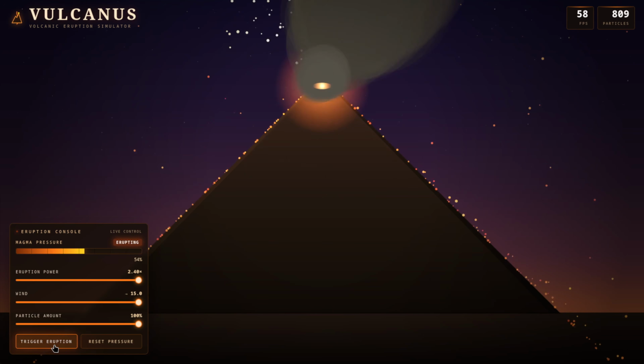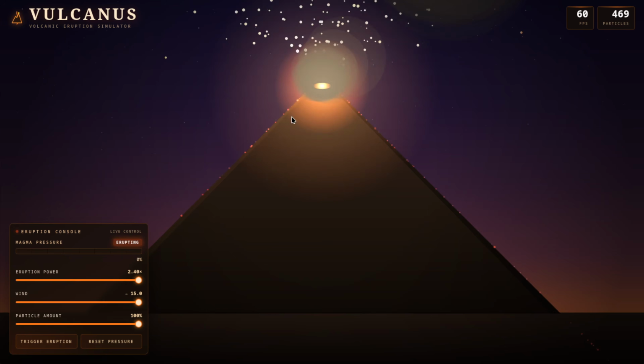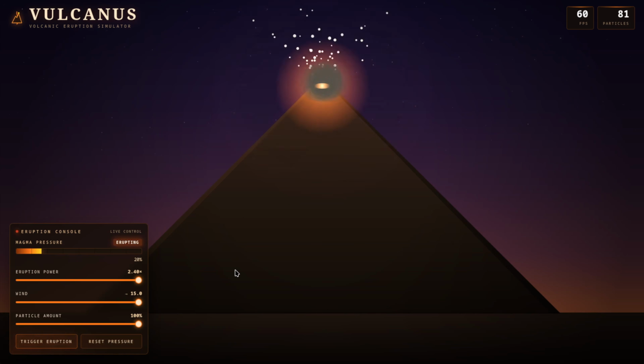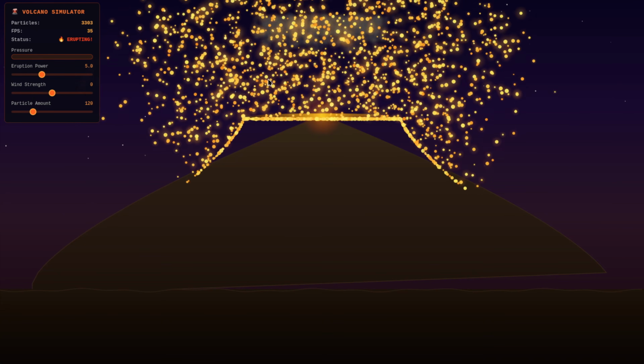Not much, but we do have a bunch of particles being spewed out of the volcano. It's interesting that some particles are kind of going uphill here. This is a little weird, but like this is a little off, right? But does it work? Is it a clean UI? Yeah, it's pretty clean.